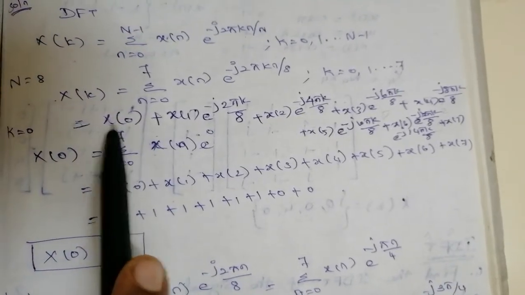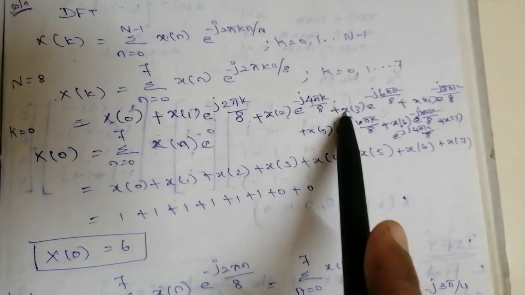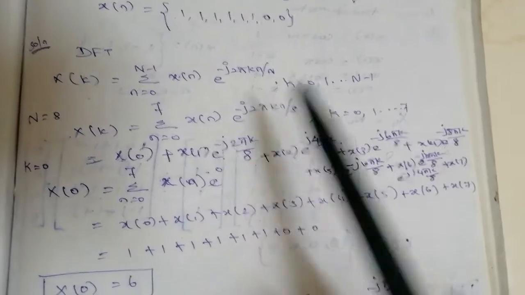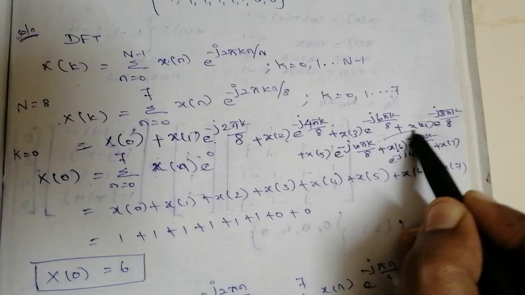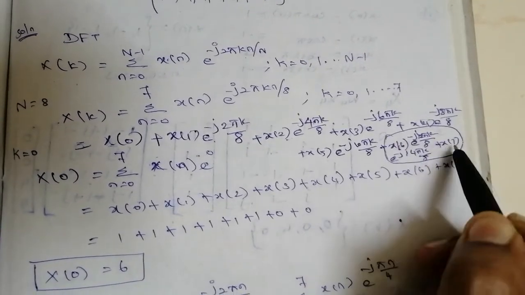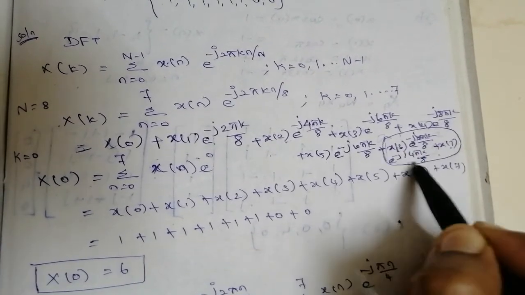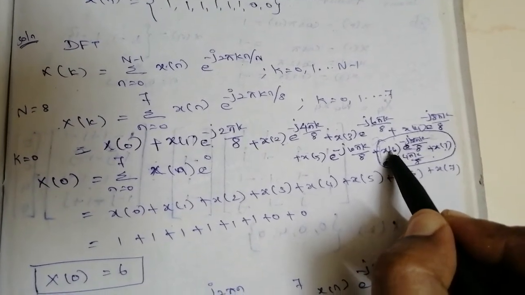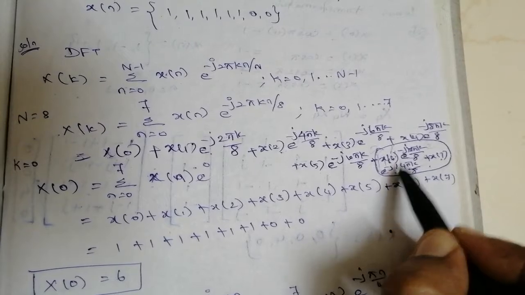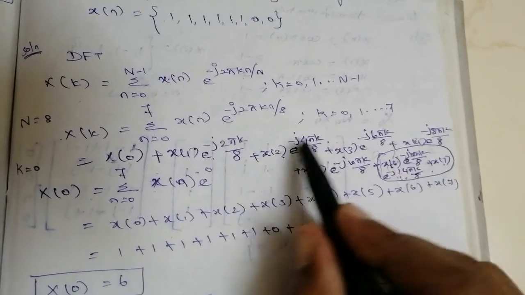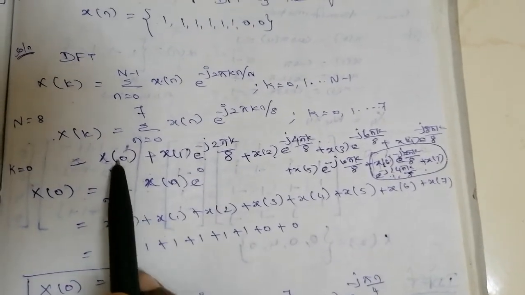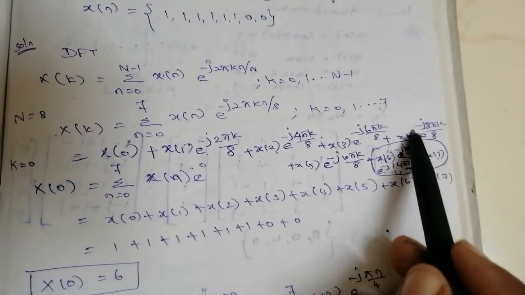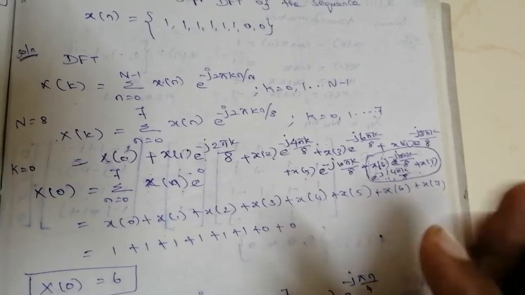Now substitute the values of the input sequence x of 0, x of 1, x of 2 and so on. The sequence is 1, 1, 1, 1, 1, 1, 0, 0. The last two terms become 0 because x of 6 and x of 7 are 0, and the e power term multiplied with 0 becomes 0, so we can remove these two terms. The remaining six terms have x of 0 value 1, x of 1 value 1, x of 2 value 1, x of 3 value 1, x of 4 value 1 and x of 5 value 1.